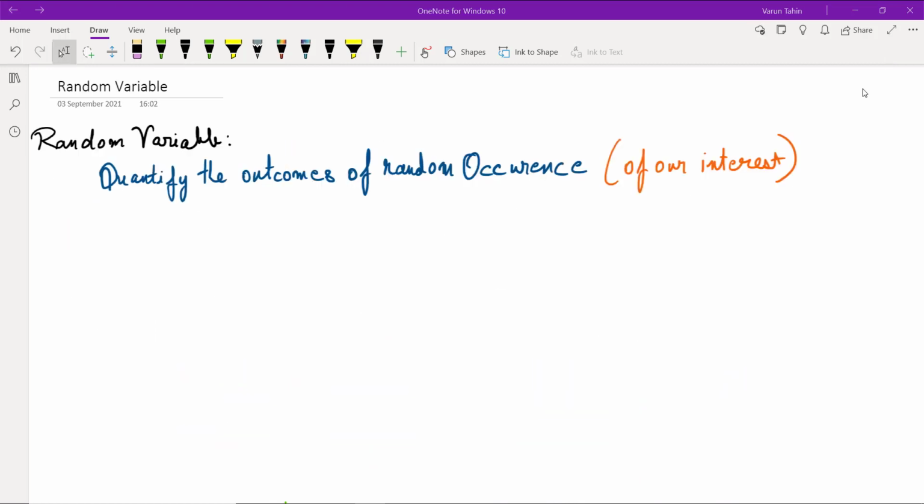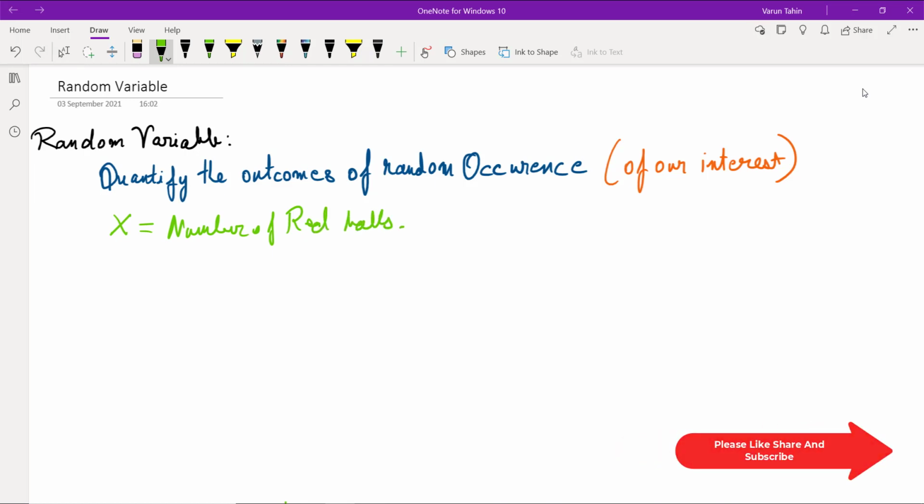Now that we have found the possible combinations, the second step is to find the probability of each of the combinations. Before going to that step, we will understand the concept of a random variable first. The random variable quantifies the outcome of the random occurrence of our interest. So let's say in this case x is the number of red balls.